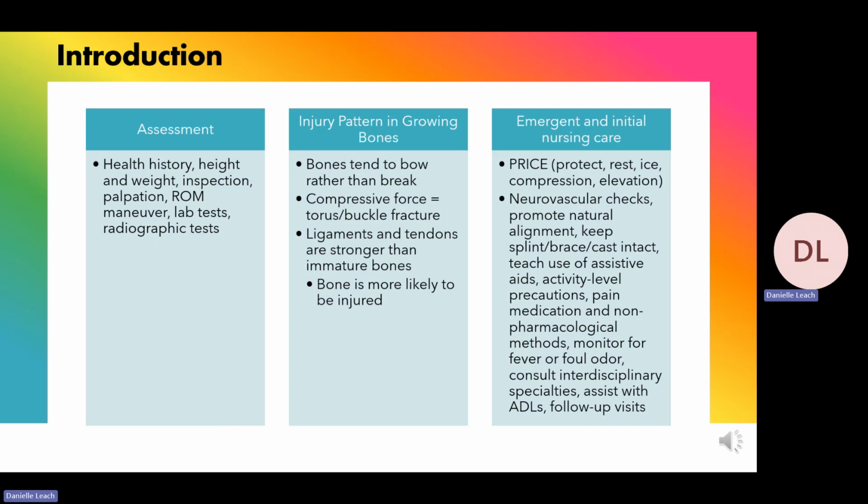We can monitor for fever or foul odor coming from, say, an incision where they had surgery, or even something like a cast, if there's any signs of infection. We can consult interdisciplinary specialties, so it's extremely common to have physical therapy or occupational therapy consulted on someone with a musculoskeletal injury. And we can, of course, assist them with their activities of daily living, like helping them go to the bathroom or eating, and then making sure that they are aware of their follow-up visits.